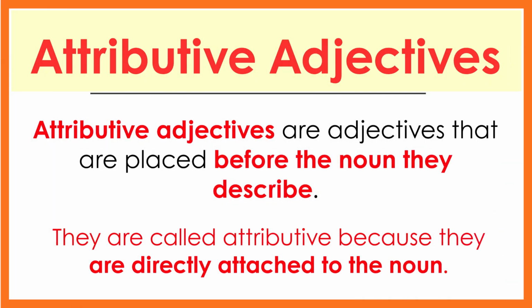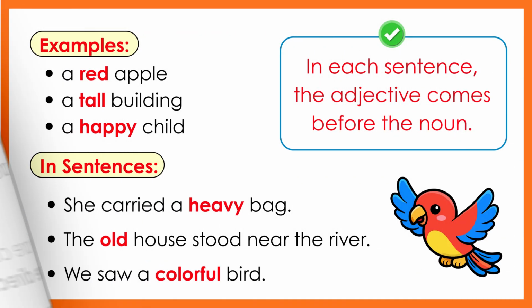What are attributive adjectives? Attributive adjectives are adjectives that are placed before the noun they describe. They are called attributive because they are directly attached to the noun. Examples: a red apple, a tall building, a happy child. Attributive adjectives examples in sentences. She carried a heavy bag. The old house stood near the river. We saw a colorful bird. In each sentence, the adjective comes before the noun.